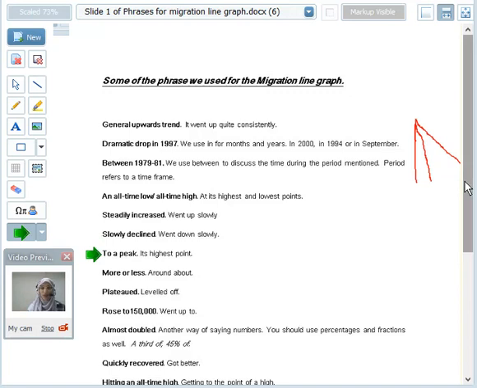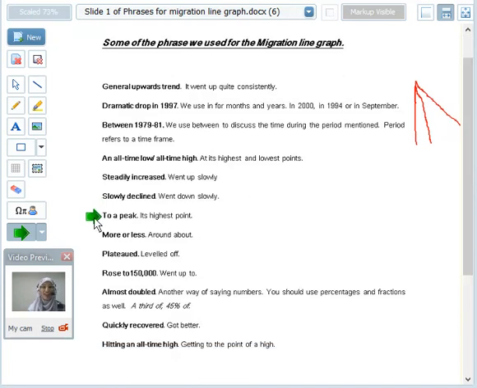And then we've got here more or less. So here we're talking about an approximation. It's more or less. It's approximately. You estimate. It's around about. Then we can talk about things plateauing. Plateauing just means leveling off.